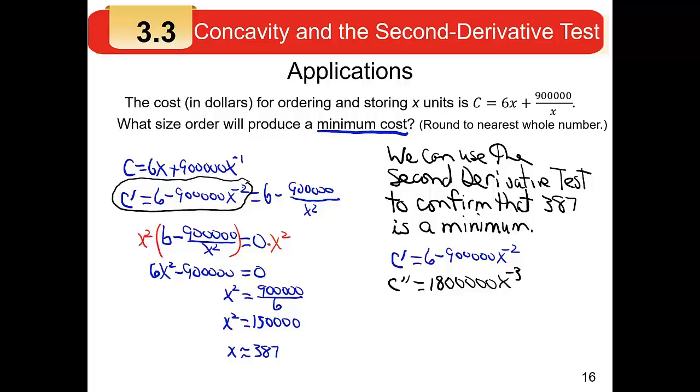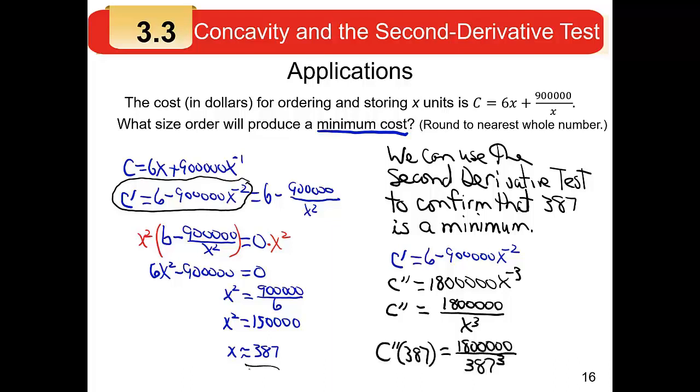So just to encapsulate what I've done, I got 387. I think that's going to be the answer, but to prove that it actually is a minimum, I have a choice of doing the second derivative test, and in order to do that, I have to take the second derivative. So if I take the second derivative of 6, I get 0, and then if I take the second derivative of the second term, I get a minus times a minus is plus, and then I take 1 away from the minus 2 and get minus 3, and then I can rewrite that with a negative 3, push it down and make it a positive x cubed in the denominator, and now I can evaluate it at 387 and see.